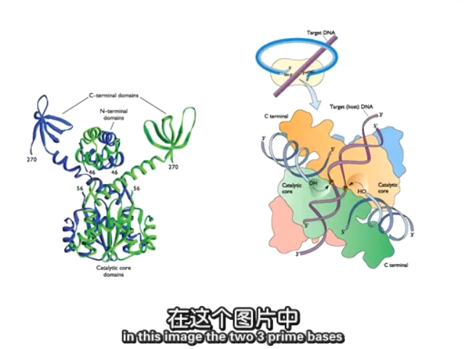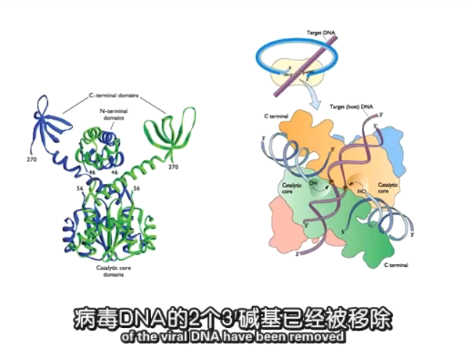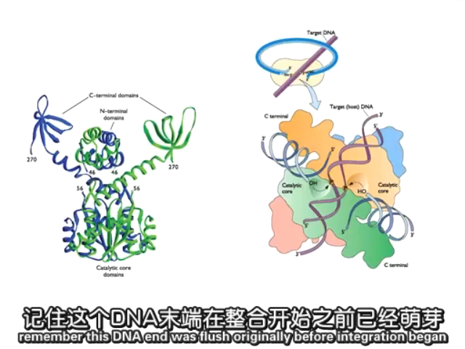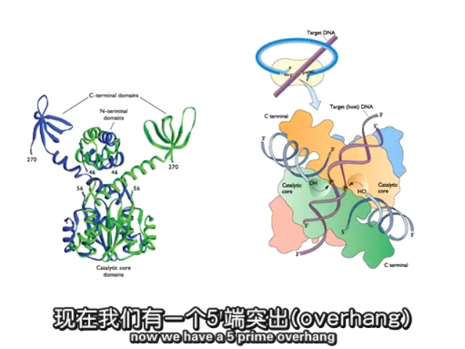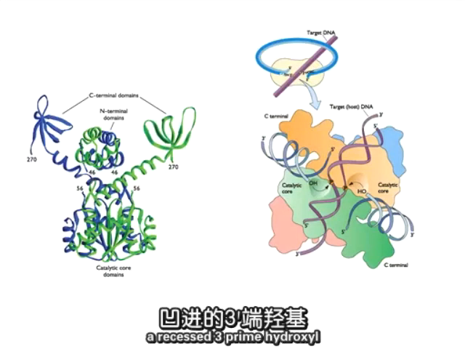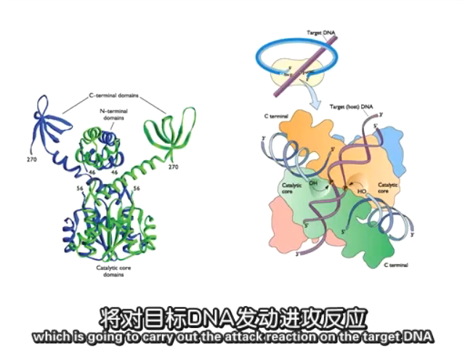In this image, the 2 3' bases of the viral DNA have been removed. Remember, this DNA end was flush originally before integration began. Now we have a 5' overhang, a recessed 3' hydroxyl, which is going to carry out the attack reaction on the target DNA.